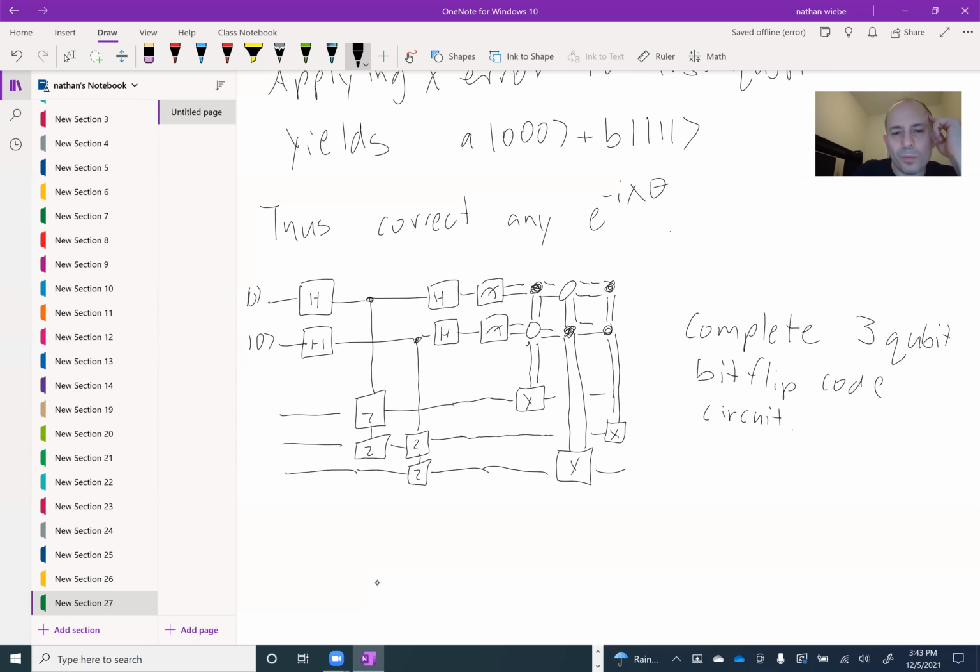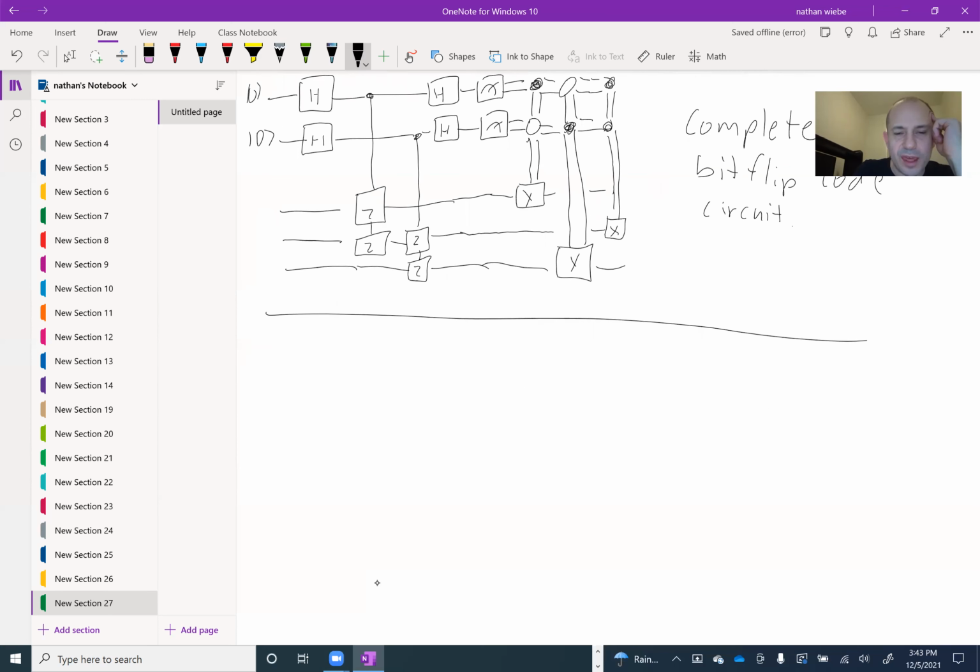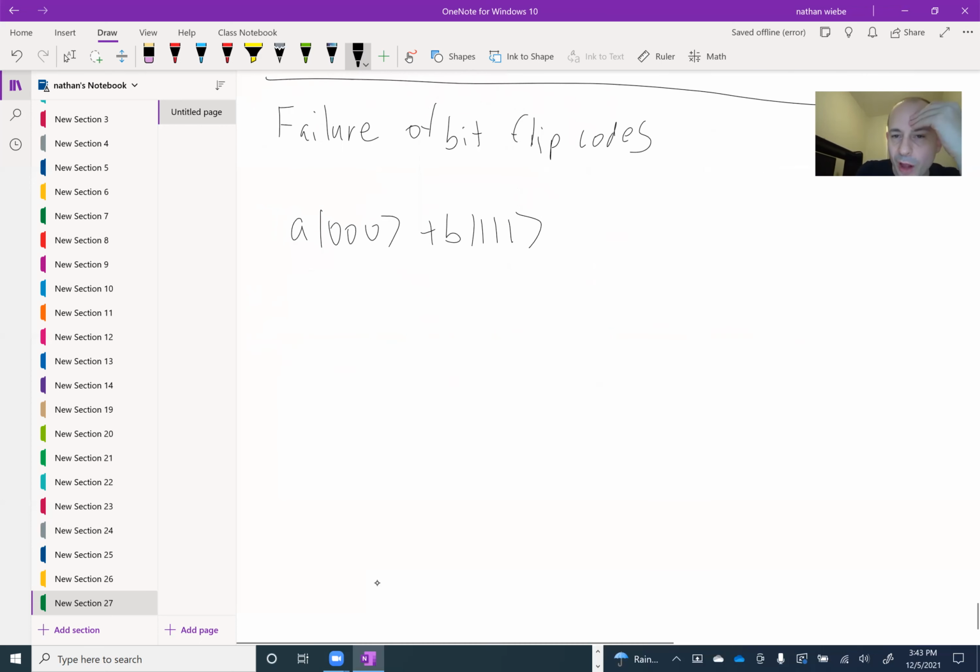All right, now the last thing that I want to discuss is the failure of Bitflip codes. Okay, and the main way in which they fail is, let's take a look at an encoded quantum state inside our code space, A 000 plus B 111, I guess. Now, if we apply a Pauli Z on just the first qubit for this one, what do we end up getting? Well, this will correspond to A 000 minus B 111.